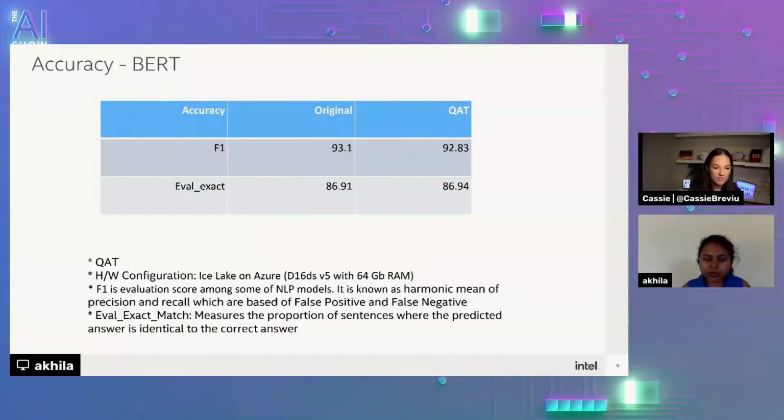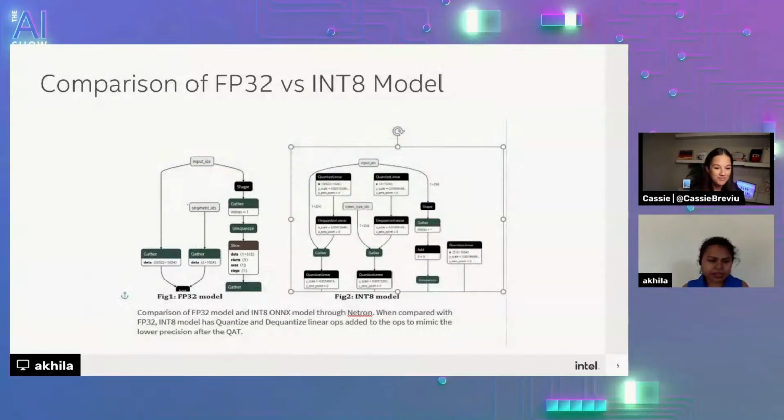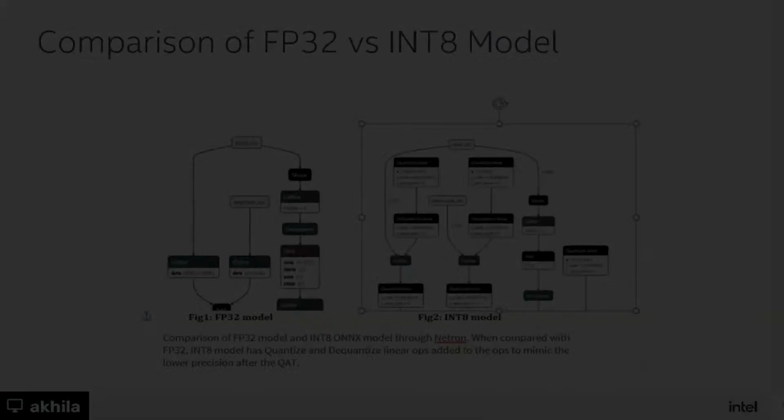F1 score for the FP32 original model is 93.1, whereas the quantization aware training Int8 model is 92.83. So from this, you can observe that it's a very minor loss during quantization aware training. There's not much accuracy loss, is what I wanted to show. They're able to keep almost all of the accuracy while getting those optimizations. So that's really powerful. Let me show the FP32 original model and the Int8 optimized model.